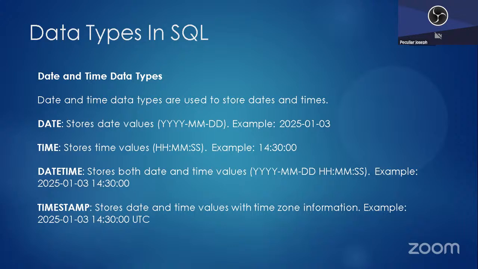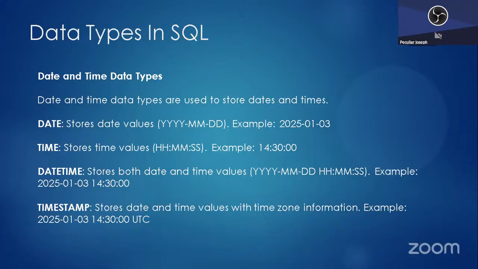We can also store our date and time values together. To store your date and time values together, you make use of datetime. This is going to store both your date and your time together. And then lastly, we also have timestamp. Timestamp is going to store your date and time values with your zonal information.